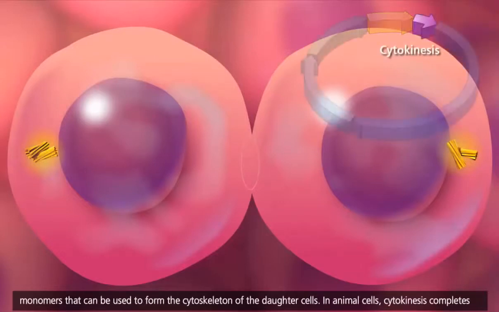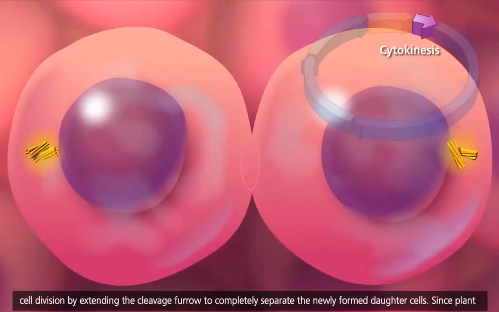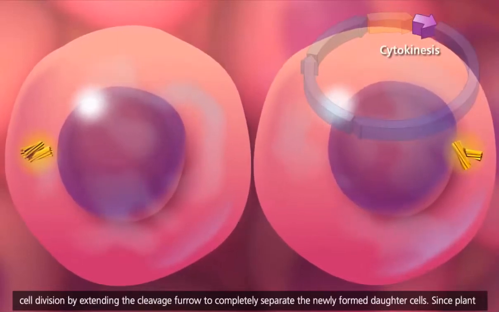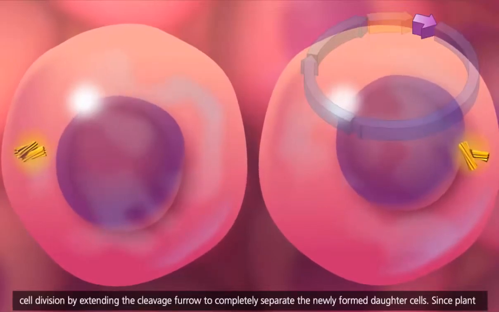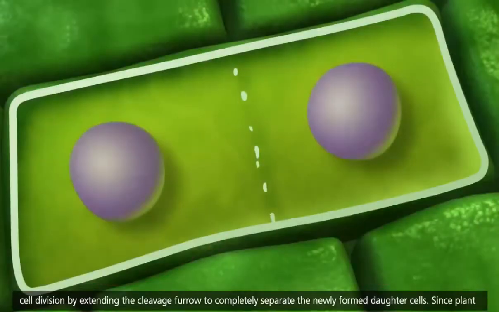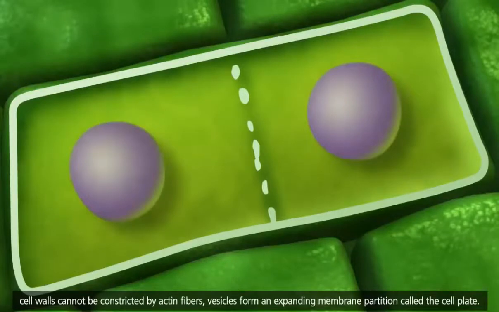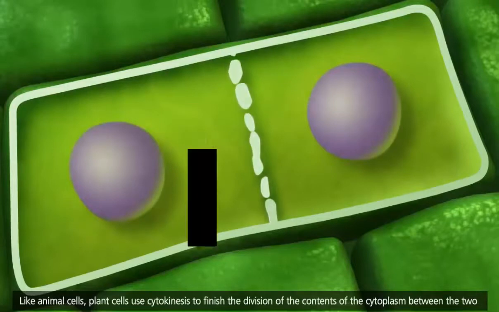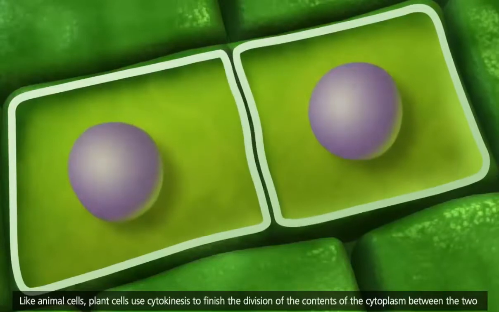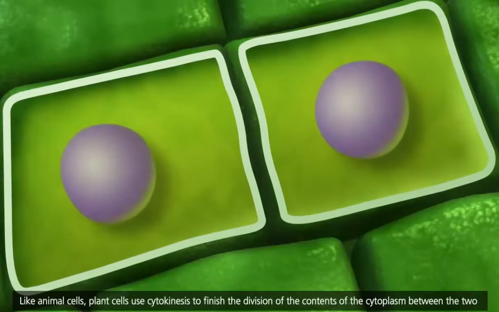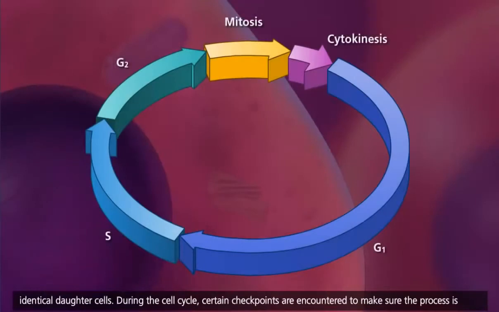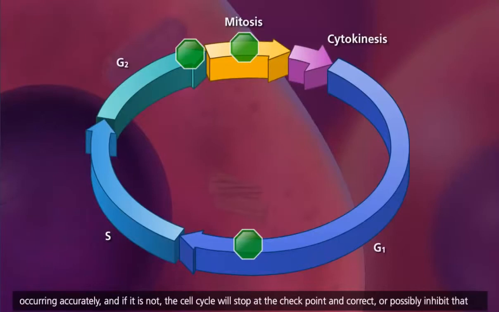In animal cells, cytokinesis completes cell division by extending the cleavage furrow to completely separate the newly formed daughter cells. Since plant cell walls cannot be constricted by actin fibers, vesicles form an expanding membrane partition called the cell plate. Like animal cells, plant cells use cytokinesis to finish the division of the contents of the cytoplasm between the two identical daughter cells.